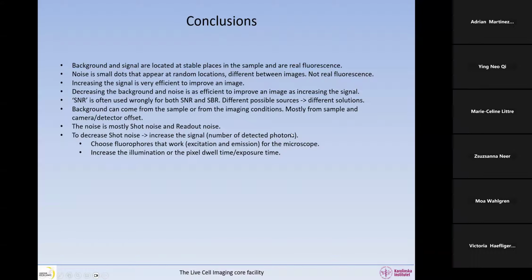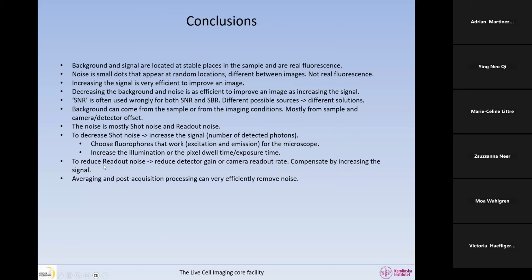You need to increase the number of detected photons, and that is done by choosing good fluorophores that work for your microscope, but also increasing the illumination and the exposure time. And to reduce the readout noise, simply use a lower gain in your detectors, and for a camera, use a slow readout rate. And then you have to compensate by increasing the signal with these two things. And then you can also use averaging to decrease the noise.